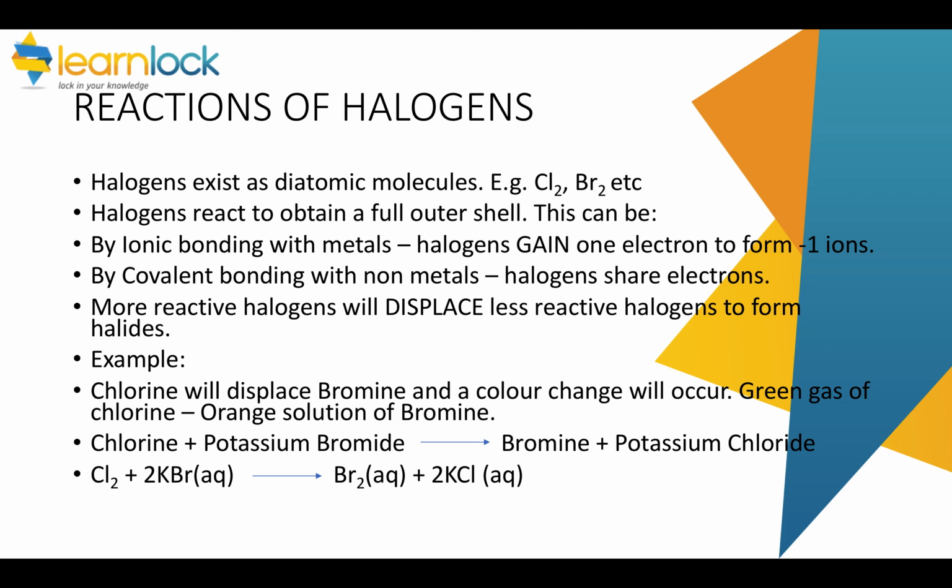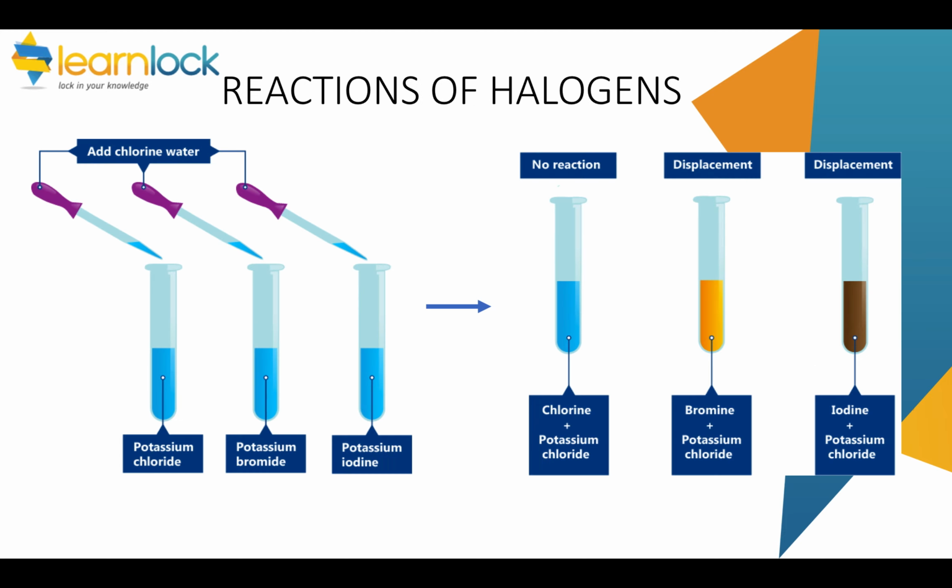Halogens also carry out displacement reactions. A more reactive halogen will displace or take the place of a less reactive halogen. Let's look at this example. When you add chlorine to potassium bromide, because chlorine is more reactive than bromine, it will displace it and become potassium chloride and leave bromine behind. In this case, you will see a colour change as shown here.